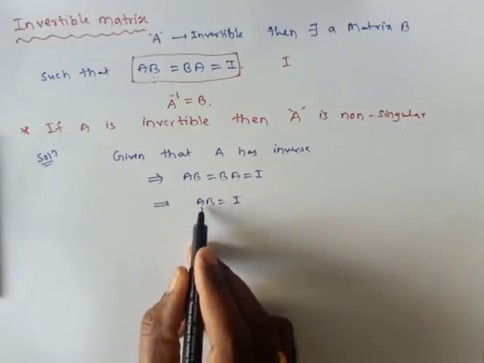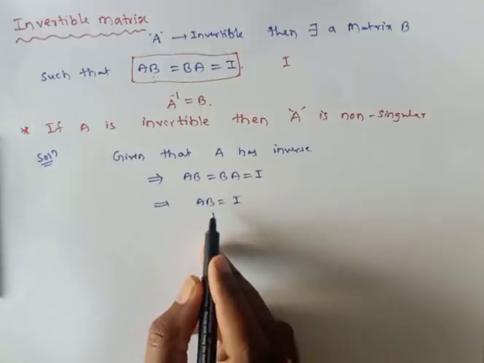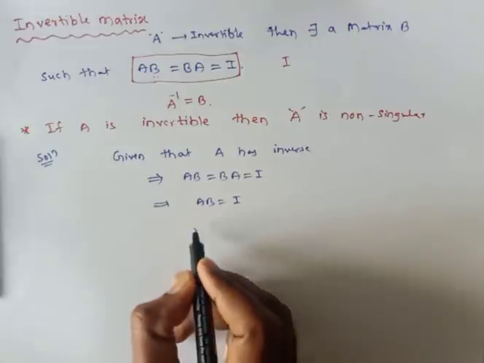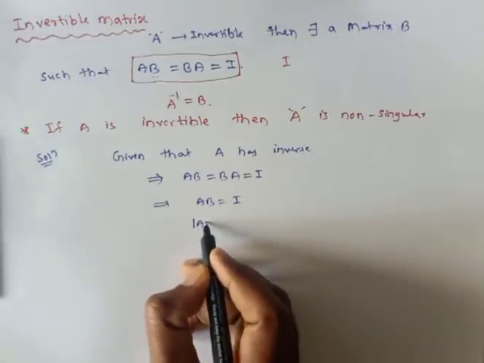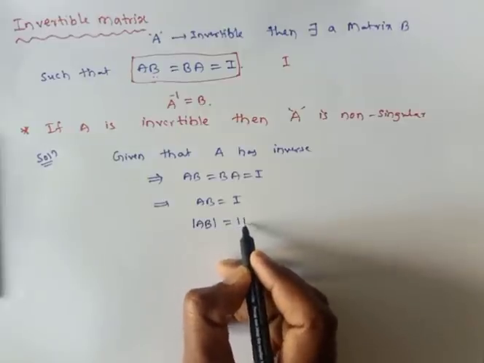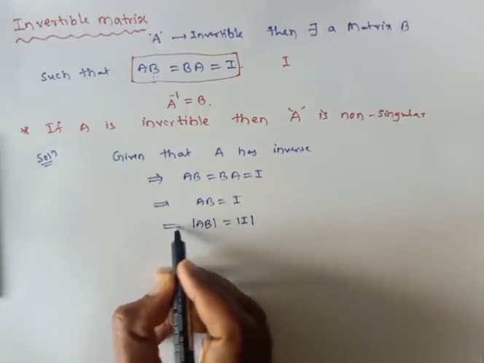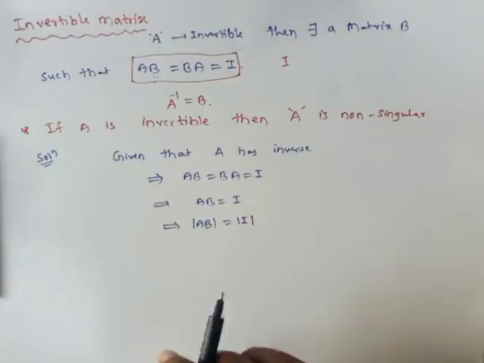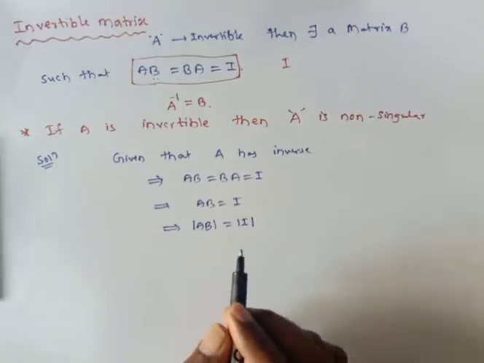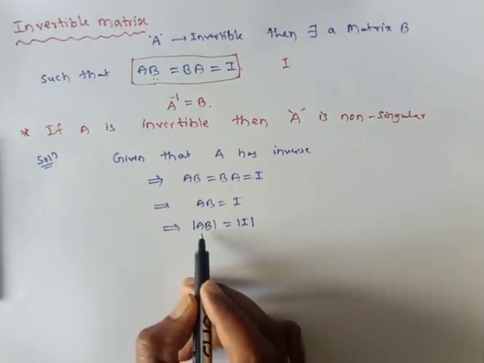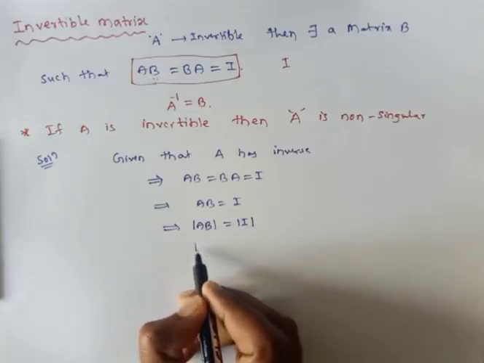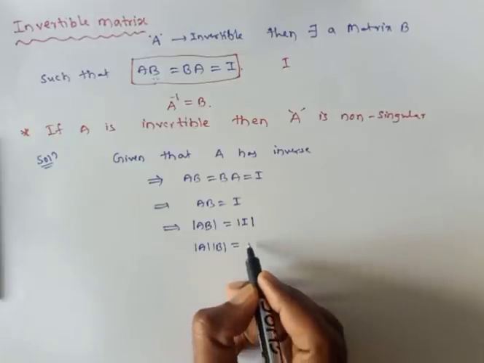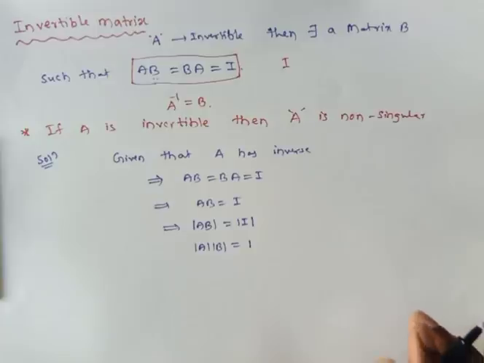Now see here, A is a matrix and B is a matrix. A into B is also a matrix, and on the RHS I is also a matrix. Now here I am applying the determinant on both the matrices, left side and right side. So the determinant can be applied for matrices, right? Now, there is already a property: determinant of A into B is det A into det B, which is equal to determinant of I. Determinant of I is always 1.